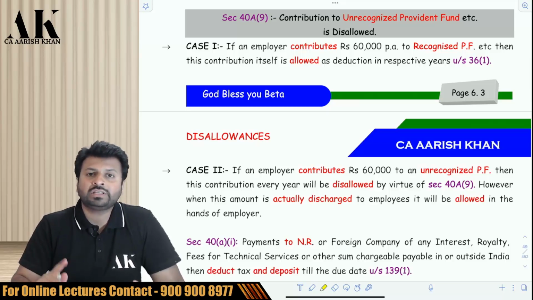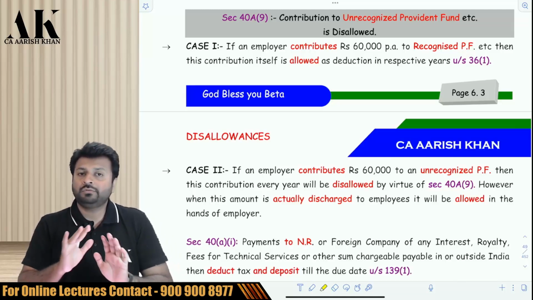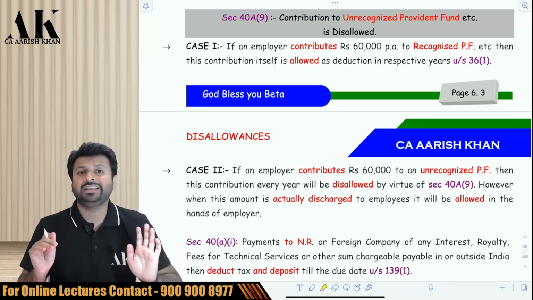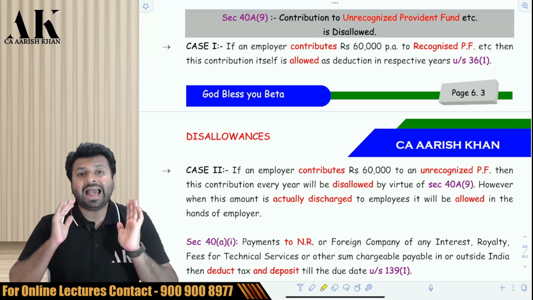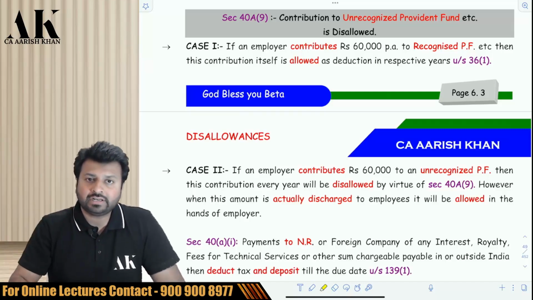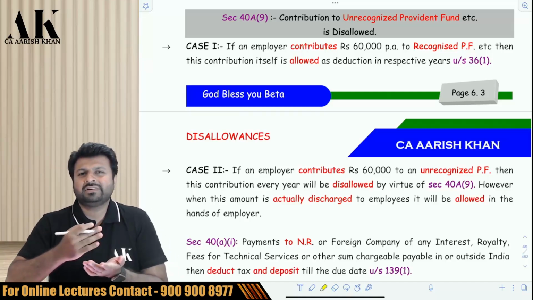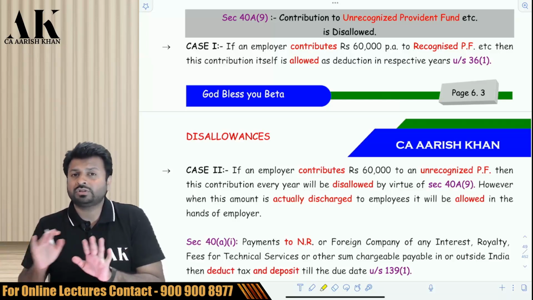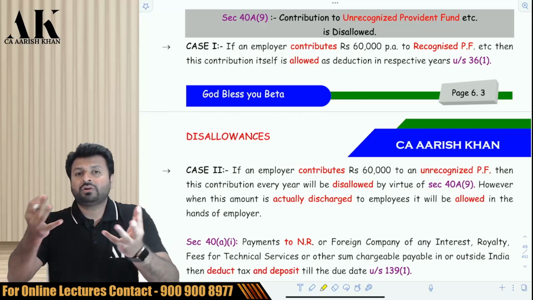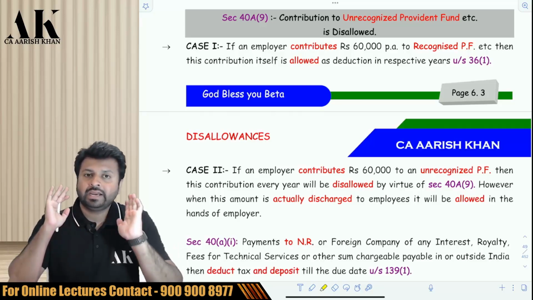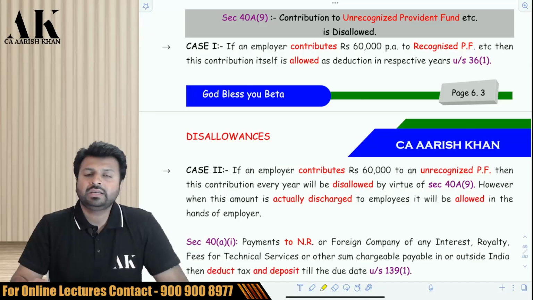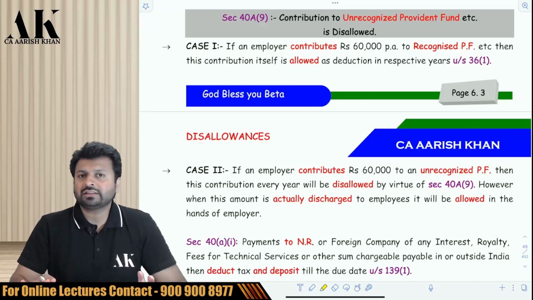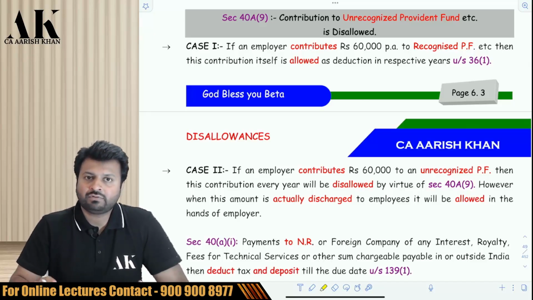But one good news over here is, when you contribute every year, you will not get any deduction, because section 40A(9) will disallow that. But when you make the payment to the employee, say after 10 years, you will contribute every year, say 1 lakh, to the employee's account in an unrecognized provident fund. On actual contribution, it is not allowed as deduction. But when you withdraw the amount from the fund and give it to the employee, it will be allowed as a deduction in a lump sum in the year of actual payment. So these are the 5 sections which were there in section 40 capital A.